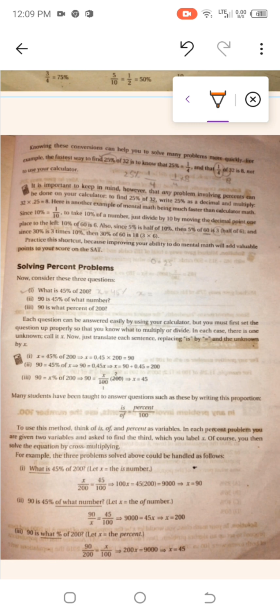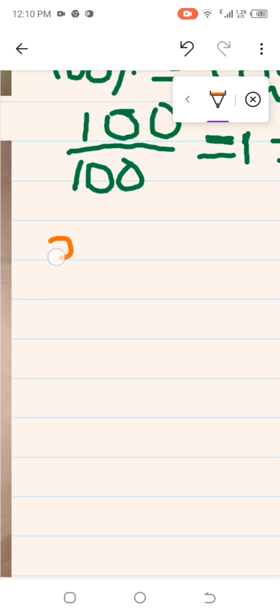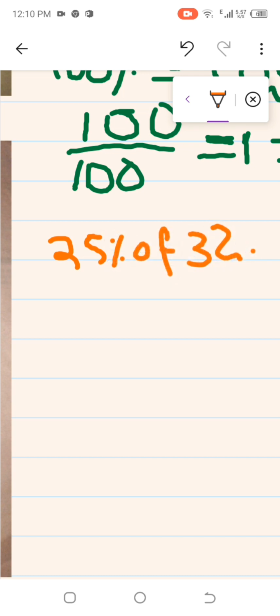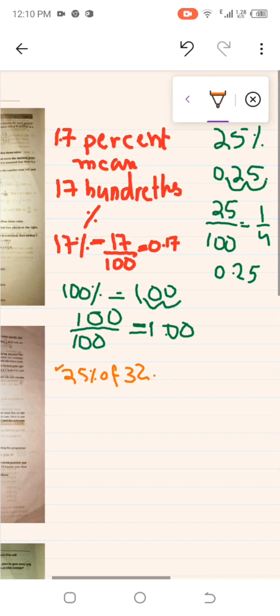For example, the fastest way to find 25% of 32 is to know that 25% is 1 by 4, and then take 1 by 4 of 32. So now we are going to solve a basic question: 25% of 32. How are we going to solve this? First of all, we convert this percent into a fraction. 25% gives 1 by 4, so I have 1 by 4 of 32.